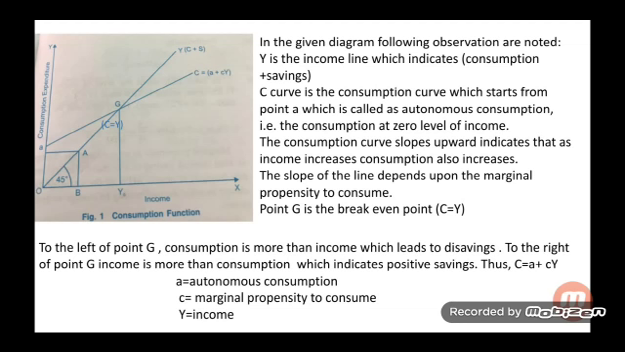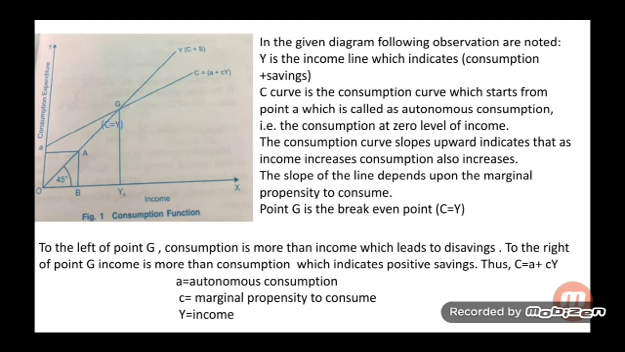The consumption curve slopes upward, which indicates that as income increases, consumption also increases. और consumption curve का slope बेटा upward है. The slope of the line depends upon the marginal propensity to consume, that is MPC, change in consumption upon change in income. Point G is a break-even point where your consumption and income are equal. And to the left of the point G, consumption is more than income, which leads to dis-savings.